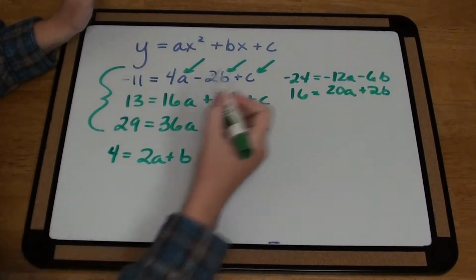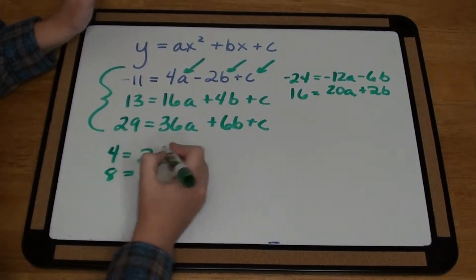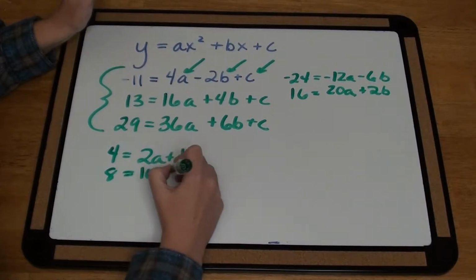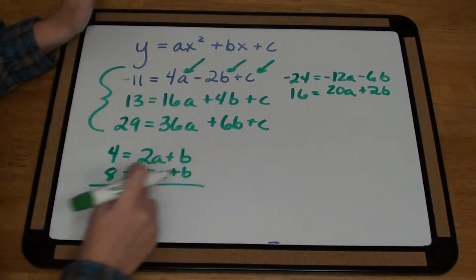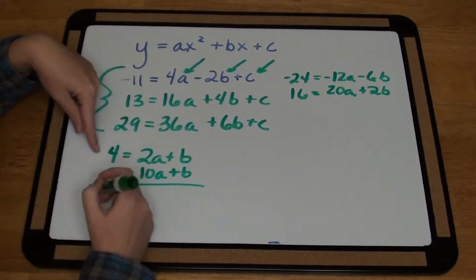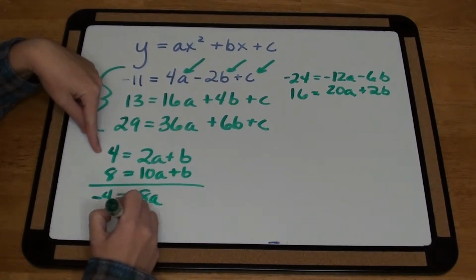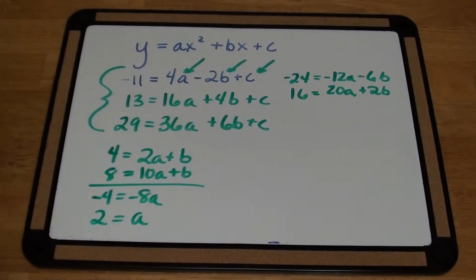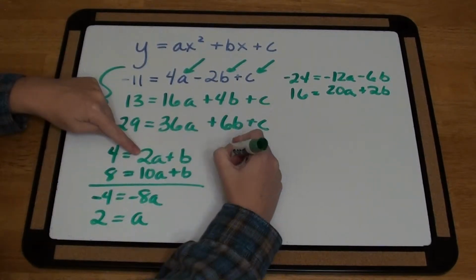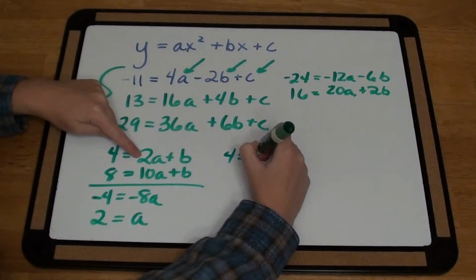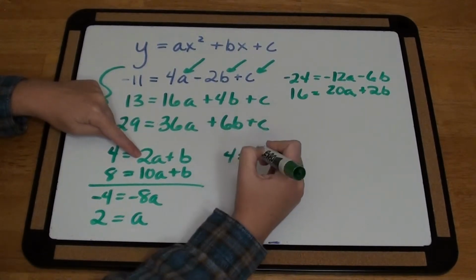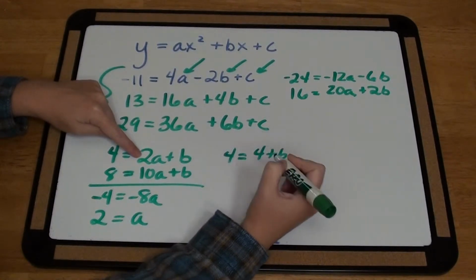And here I can factor out a 2. That gives me 8 equals 10a plus b. Subtract the bottom one from the top one, I get negative 4 equals negative 8a. A must equal 2. So if a equals 2, then I can sub that back in here. So I get 4 equals 4 plus b. Wait, that's wrong.